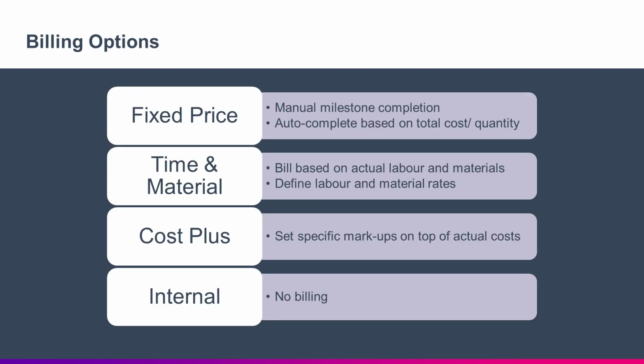Now, in terms of how you bill your customer, you can bill based on a fixed contracted price with milestones, bill based on actual labor hours and materials, or by using a specific markup on top of actual costs. You also have the option of not billing a project at all. And within the same project, you can have different billing options. So if you have variations that will need to be billed differently, you can still manage it in the same project.